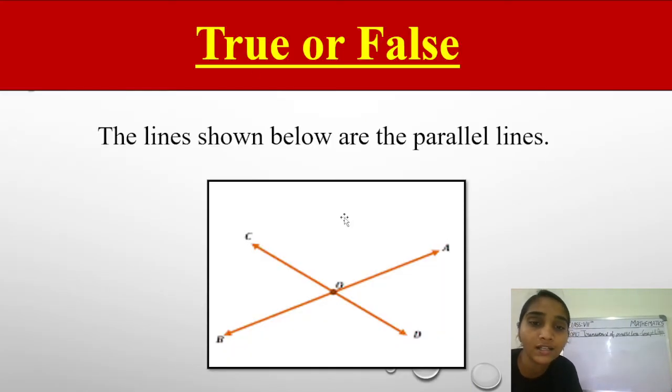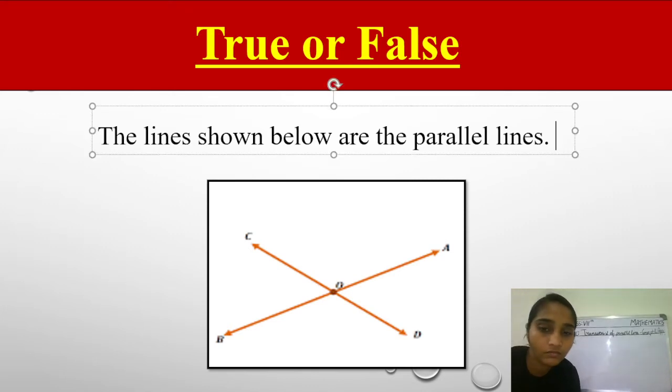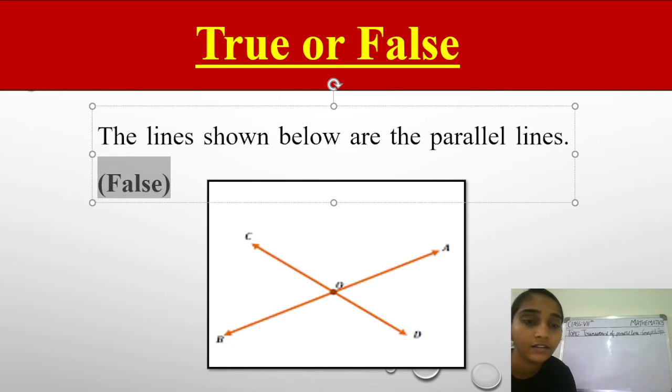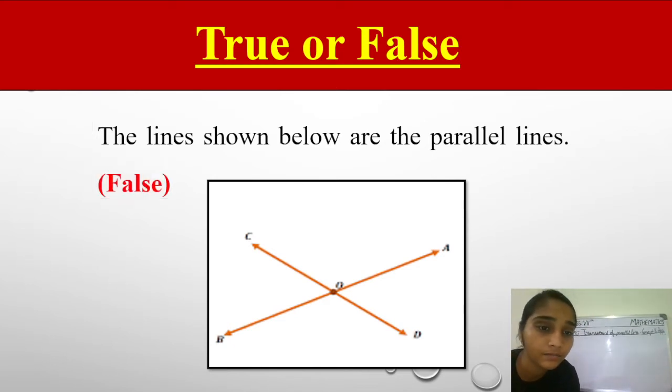So now it's time for you to answer true or false: the lines shown below are parallel lines. Is this a true statement, students, or a false statement? Yes, this is false. Very good, students, because they are not parallel lines, right? So what are they if they are not parallel lines? Yes, they are intersecting lines because they are crossing each other at one point like this. So we say that these are intersecting lines, intersecting at one point.